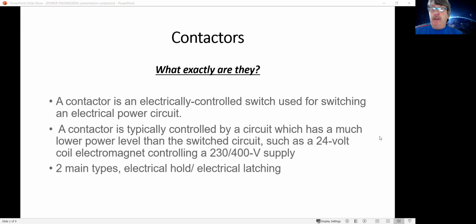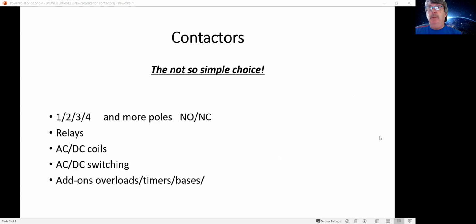There are two main types of contactors, I suppose we could say. The one is an electrical hold type. In this case, the moment you take off the electrical energy to the coil, the unit will drop out. And the electrical latching type, where you give a signal voltage and it latches in and stays locked in until such time as you give it another pulse.